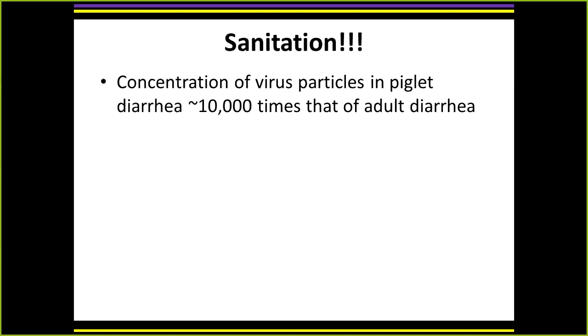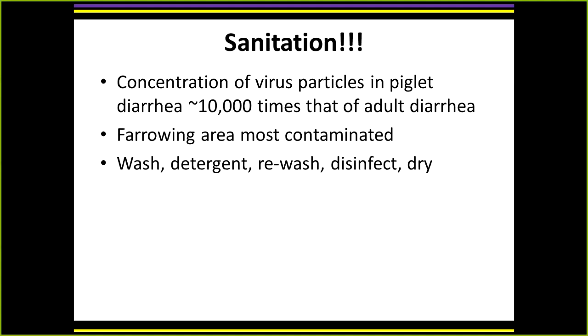Sanitation is the key. This is kind of a crazy thing, but if you think in log scale rather than linear scales, it helps. The concentration of virus in the diarrhea of a piglet, because of all those mature enterocytes, is about 10,000 times that of an adult sow's diarrhea. What that means is that 1 gallon of baby piglet diarrhea from a PED-infected piglet is equivalent to 10,000 gallons of PED-infected sow diarrhea. So obviously, the farrowing area is just saturated with virus.